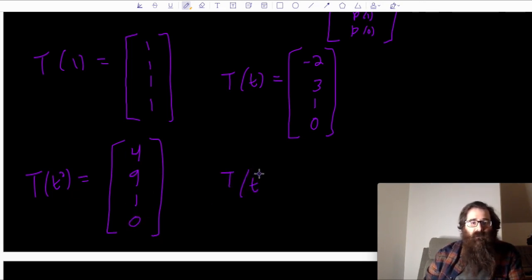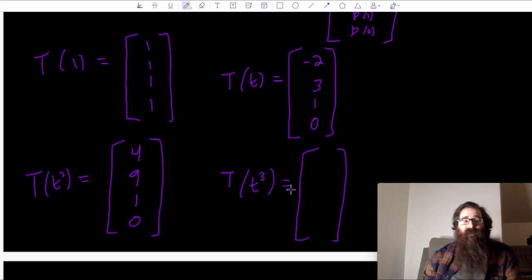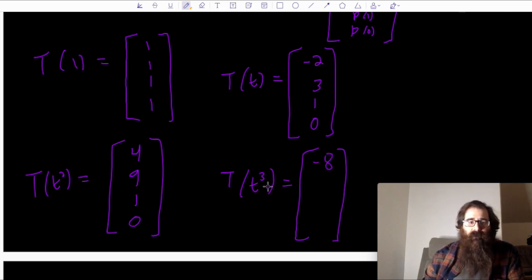And almost done. My transformation capital T applied on basis vector t cubed. If I plug -2 into t cubed, it's going to give me -2 times -2 times -2, which is going to give me -8. If I plug 3 into t cubed, it's going to give me 3 times 3 times 3, which is 27. If I plug 1 into t cubed, 1 times 1 times 1 gives me 1. And if I plug 0 into t cubed, 0 times 0 times 0 gives me 0.